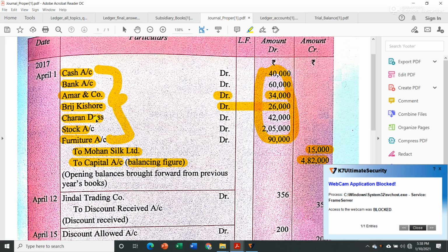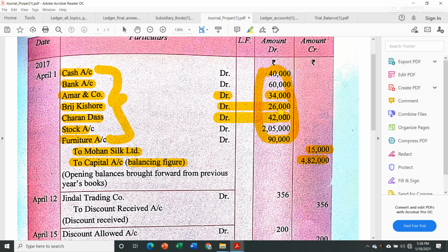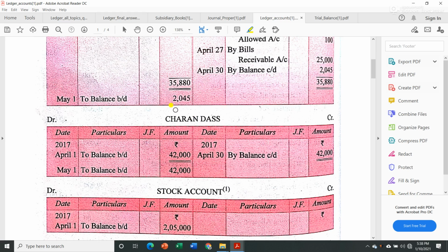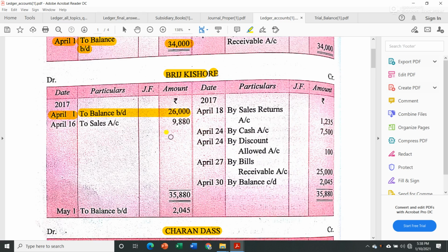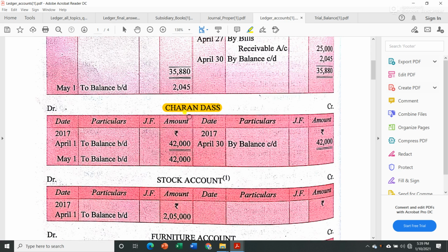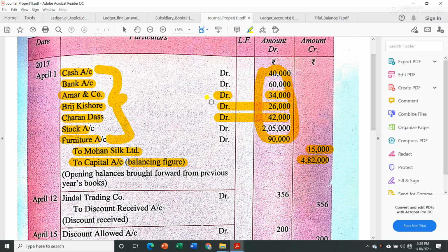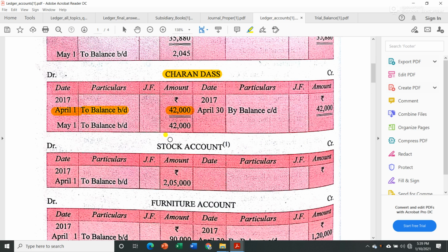Then next we have Charan Das having a debit balance of 42,000. So we will have Charan Das. Remember, you have to leave some space, because till now we are making only one entry, so it's better you keep a little bit of space after each ledger account. Then we have Charan Das showing a debit balance, that we will write as To Balance Brought Down, 42,000 as on April 1st.